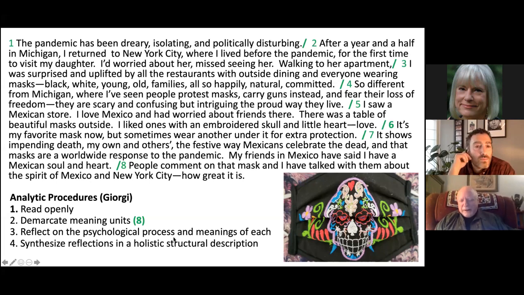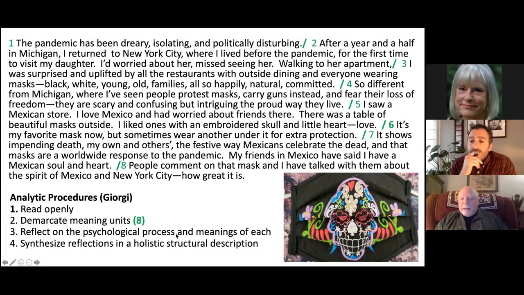I saw a Mexican store. I love Mexico and had worried about my friends there. There was a table of beautiful masks outside. I liked one with an embroidered skull and little heart, love. It's my favorite mask, but sometimes I have to wear another one under it for extra protection. It shows impending death, my own and others', the festive way Mexicans celebrate the dead, and that masks are a worldwide response to the pandemic. My friends in Mexico have said that I have a Mexican soul and heart. People comment on that mask, and I've talked with them many times about the spirit of Mexico and also New York City, where I got it, and how great that spirit is.